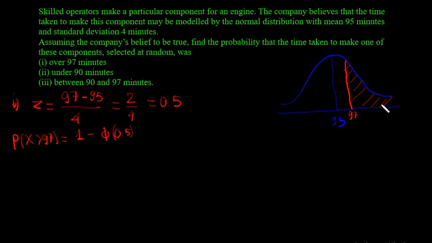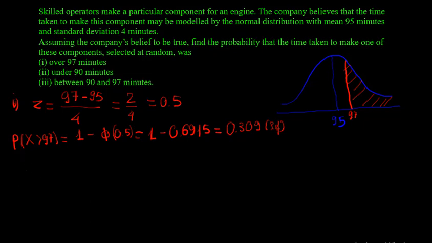So that's how we can find this area: 1 minus 0.6915, which equals 0.3085. But in the S1 paper you have to round to 3 significant figures. So here's our final answer, 0.309, to 3 significant figures.